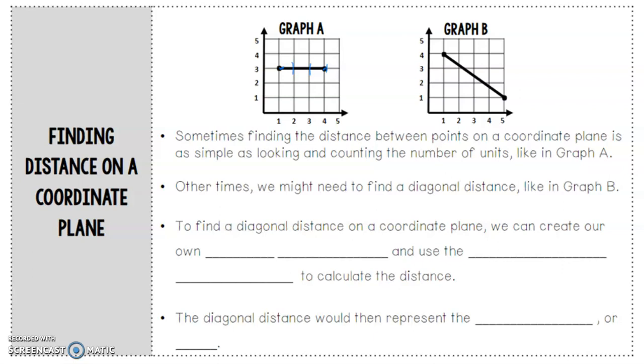So to find a diagonal distance on a coordinate plane, we're going to create our own right triangle. So we're going to draw that in. And then we'll use the Pythagorean theorem to calculate the distance. Okay. So the diagonal distance that we find would represent the hypotenuse. Remember, that's the longest side of our right triangle, or C in our formula. That's what we're going to practice today.